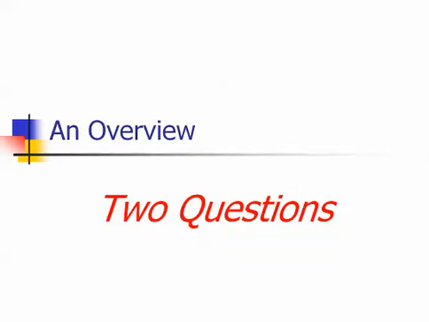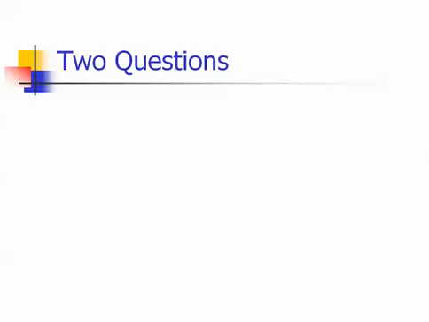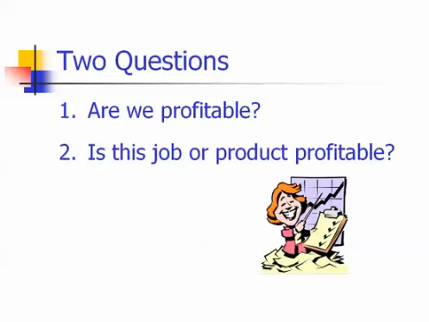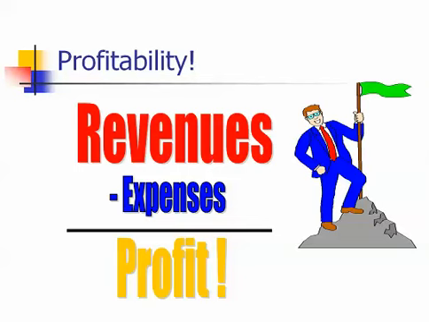As you read through Chapter 1 and subsequent chapters, please keep in mind two primary questions that accounting, and in particular management accounting, attempts to answer. Financial accounting attempts to answer the question, are we profitable? The answer to this question is important to both internal and external decision makers. The second question, is this job or product profitable, is important primarily to internal decision makers and is a primary focus of managerial accounting.